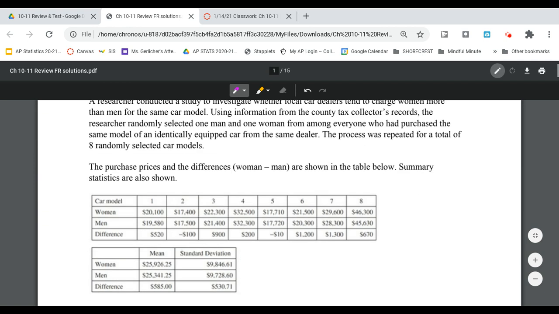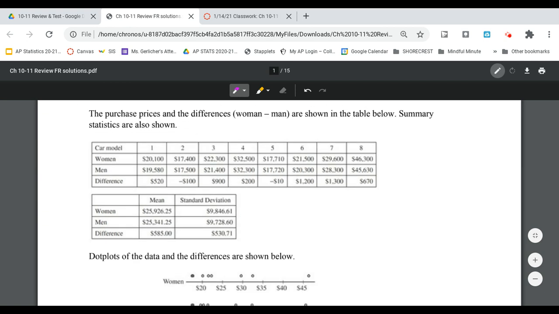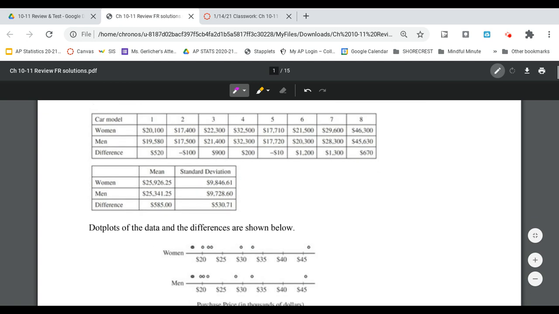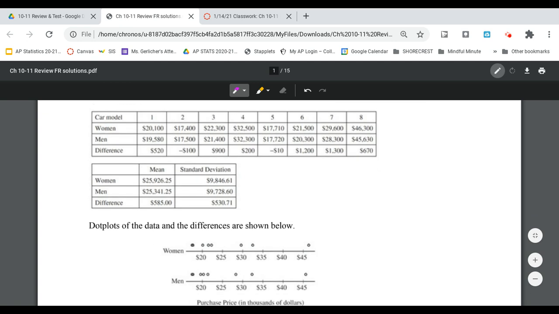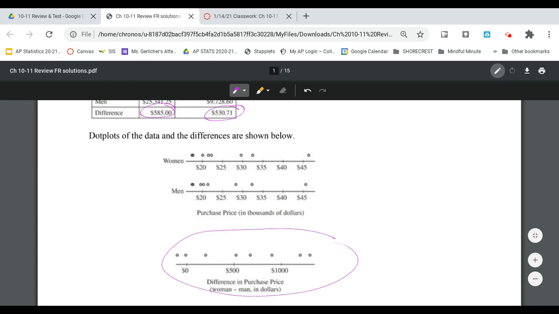Okay, so for the first question, you have more information than you need. They gave you the actual original data, which you could plug into your calculator and such, but they gave you all the things you need too. We have our differences, our average difference, standard deviation of the differences, and we have this.